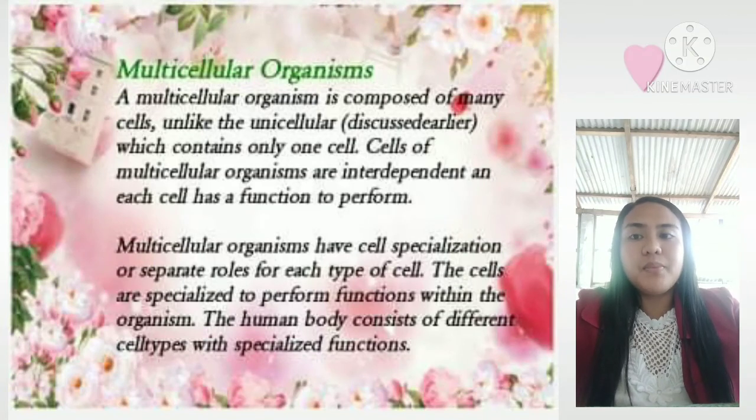Multicellular organism. The multicellular organism is composed of many cells, unlike the unicellular organism discussed earlier, which contains only one cell. So, one cell ang unicellular. Cells of a multicellular organism are interdependent, and each cell has a function to perform. Multicellular organisms have cell specialization or separate roles for each type of cell. The cells are specialized to perform functions within the organism. The human body consists of different cell types with specialized functions.